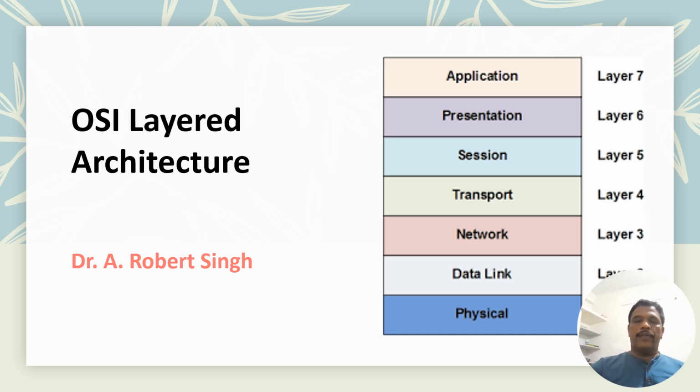Welcome to an introduction to the OSI Layered Architecture, a fundamental concept in computer networking that standardizes how different systems communicate. The Open Systems Interconnection model is a conceptual framework that divides the communication process between systems into seven different layers. Each layer has a specific role, allowing devices from different manufacturers or networks to communicate seamlessly.